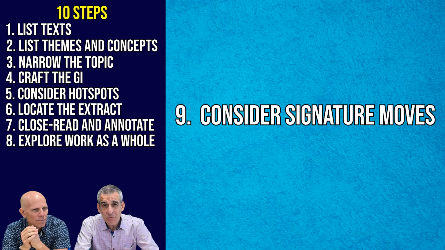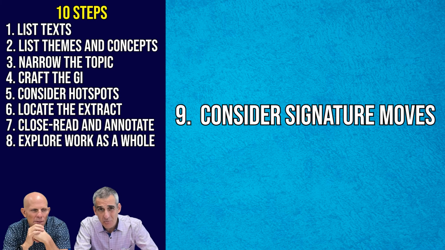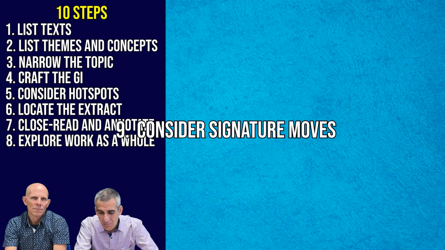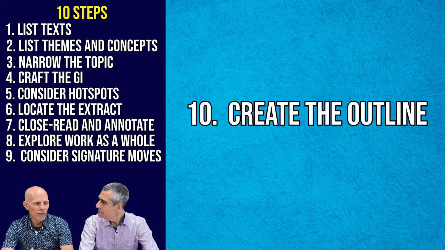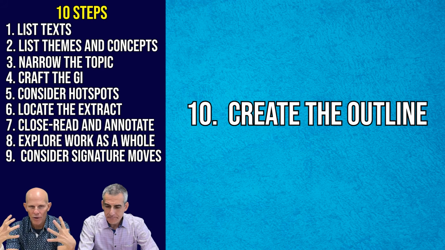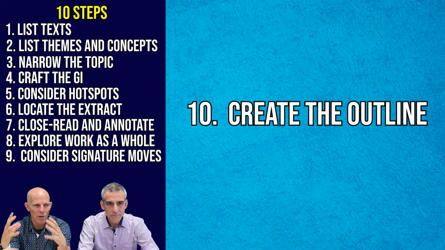Now, lastly, once we've done all of that close reading, all that deep thinking, we've crafted the global issue, we've got our extracts, we've got our other moments, what do we end with, Giles? We're thinking about the outline. We're going to create, from all of our notes and our ideas, a very simple, roughly 150-word, 10 bullet point outline.